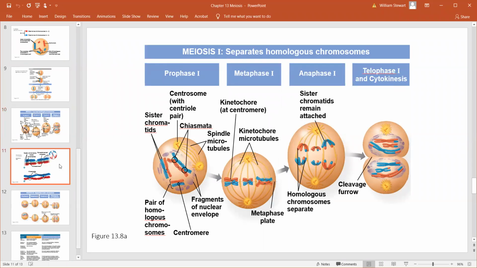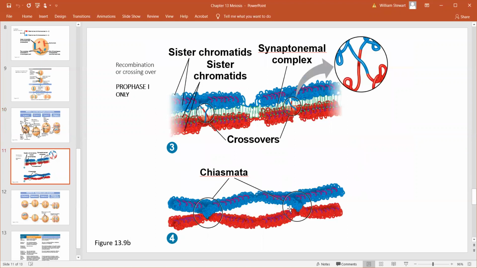Wait, what was that called again? Going into metaphase 1, what was that called? It's called a chiasmata. It shows the physical crossing over of two of the chromatids. Okay.